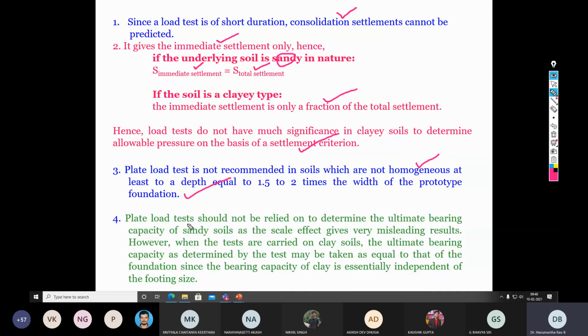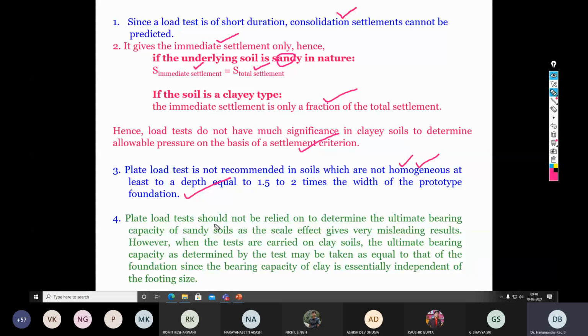Sir, what is meant by width of prototype foundation? Width of prototype foundation means, for example, your width of the footing is 2 meter. Okay, so the total depth of the homogeneous soil will be 2 multiplied by 2. That means up to 4 meter you need to have homogeneous soil. Up to a depth of 4 meter you need to have homogeneous soil.